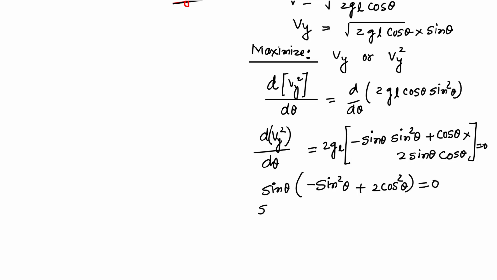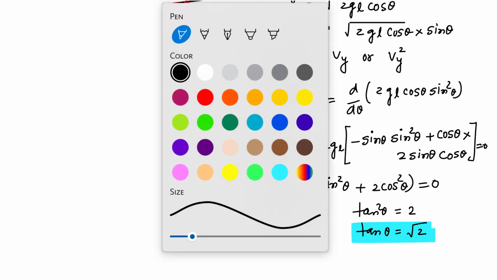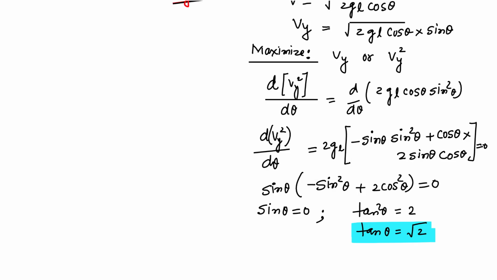So there are two possibilities. Either sin theta is equal to 0, or tan squared theta is equal to 2. This means tan theta is equal to root 2. So this value, tan theta equal to root 2, will correspond to maximum. We will check both these values later.